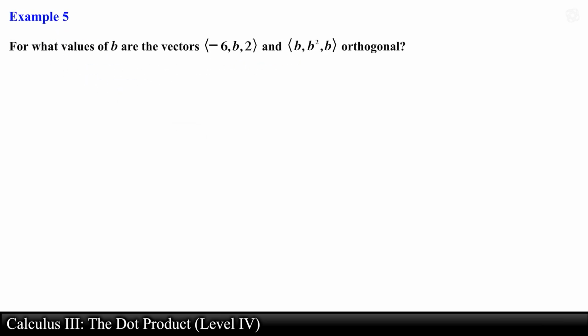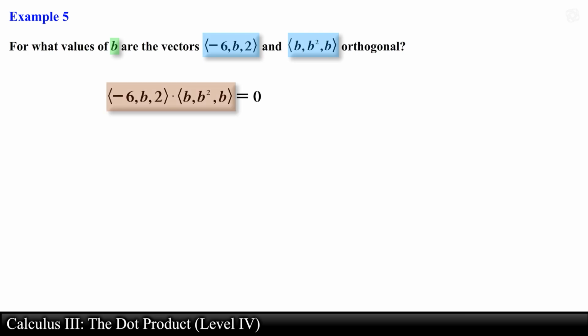For what values of b are the vectors -6, b, 2, and b squared, b orthogonal? Okay, this problem is very similar to the previous example. We need to determine the values of b that makes these two vectors orthogonal to one another. We once again need to use the component definition of the dot product and find an expression in terms of b and set it equal to 0.